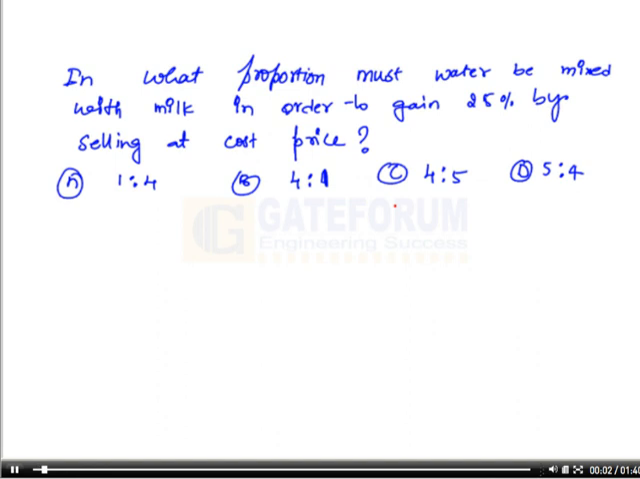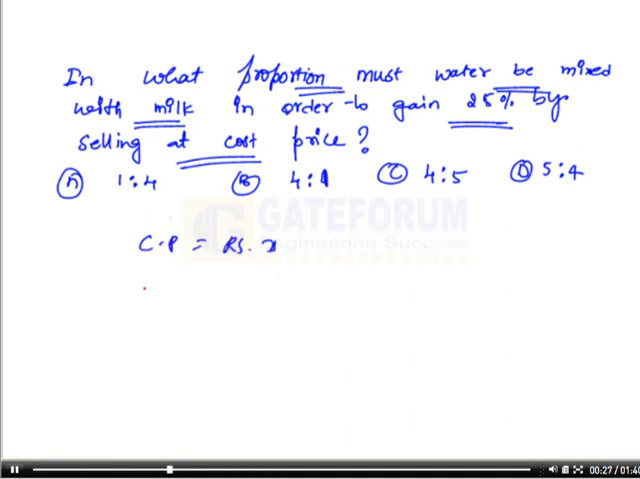In what proportion must water be mixed with milk in order to gain 25% selling at cost price? So, we have to find in what percent the water must be mixed in a certain amount of milk in order to gain 25% if we are selling at the cost price. So, cost price and selling price are the same in this problem. So, let the cost price be some rupees X.